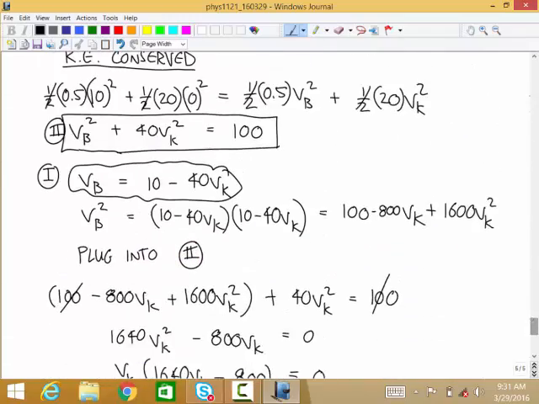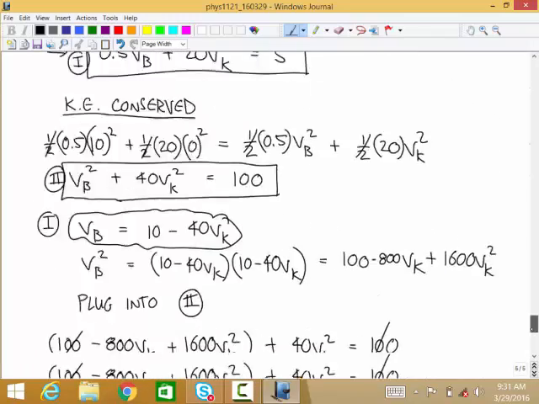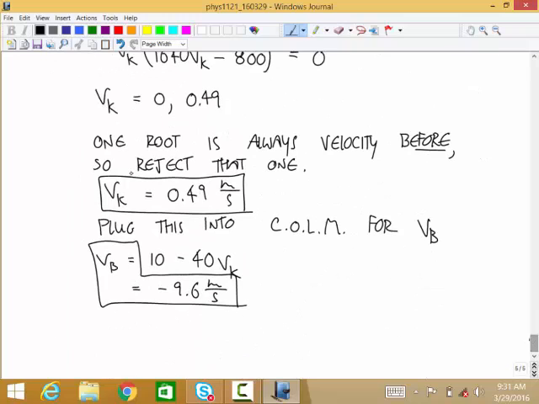So what did we get? Where was that? 0.24. Okay, 0.24. So in the inelastic collision, where the kid catches the ball, the velocity after is 0.24. When it bounces off, the velocity is 0.49. So he's bouncing back faster if he doesn't catch the ball.